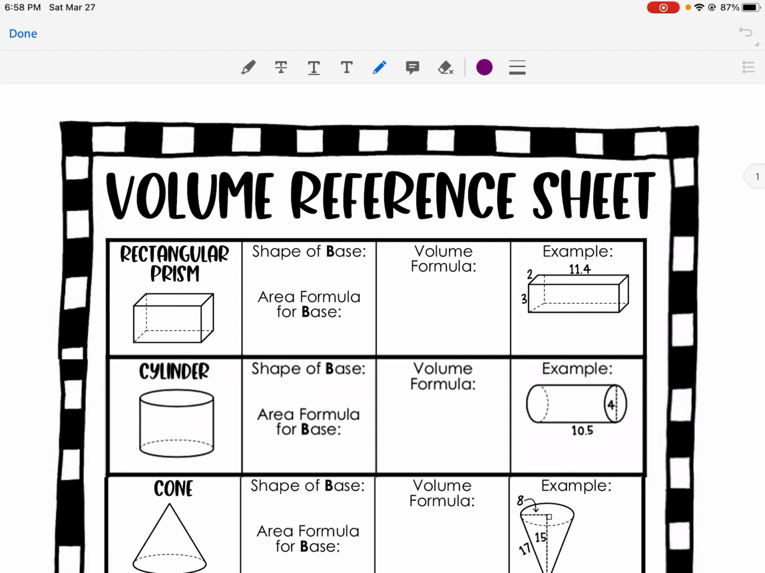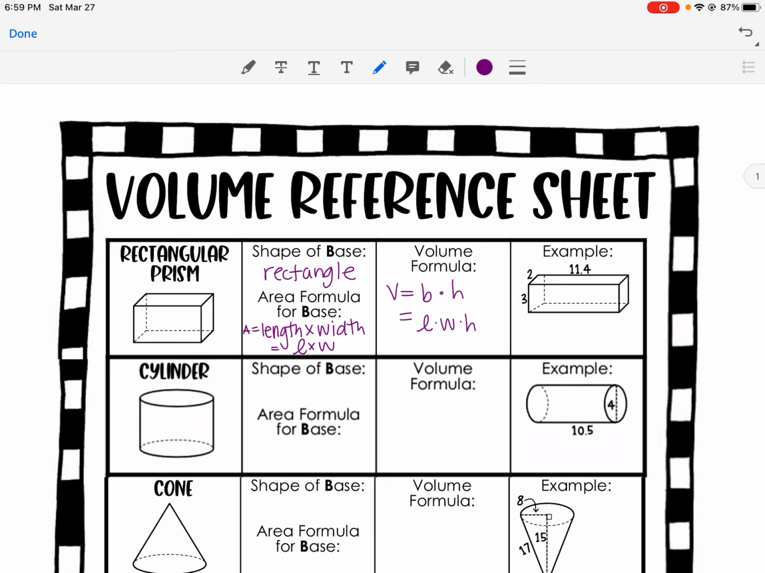Okay, so as we look at a rectangular prism, the shape of the base is a rectangle. And the area formula for the base is your length times the width, right? Or I could abbreviate that with just L times W. So if we're talking about the volume formula, our volume is going to be the base times the height. And our base, if it's helpful, is length times width. So it's length times width times height.